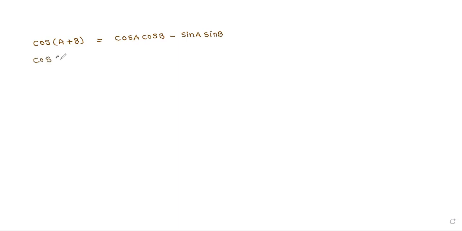Cos of a minus b is equal to cos a cos b plus sin a sin b. Next. So very important. Tan of a plus b.